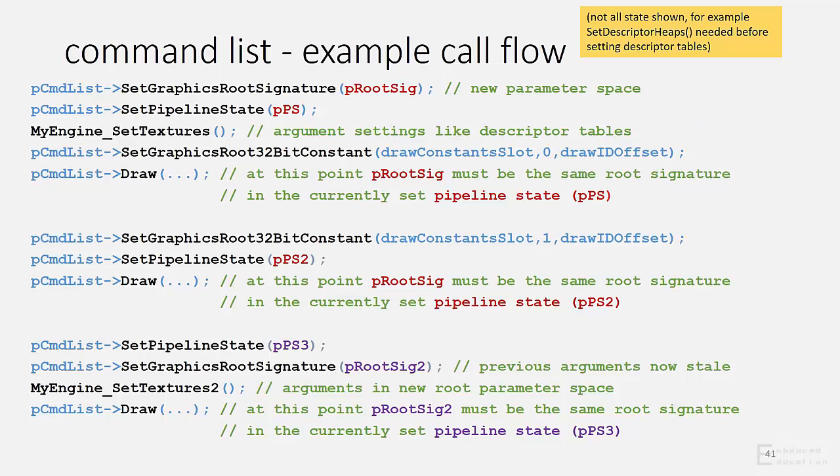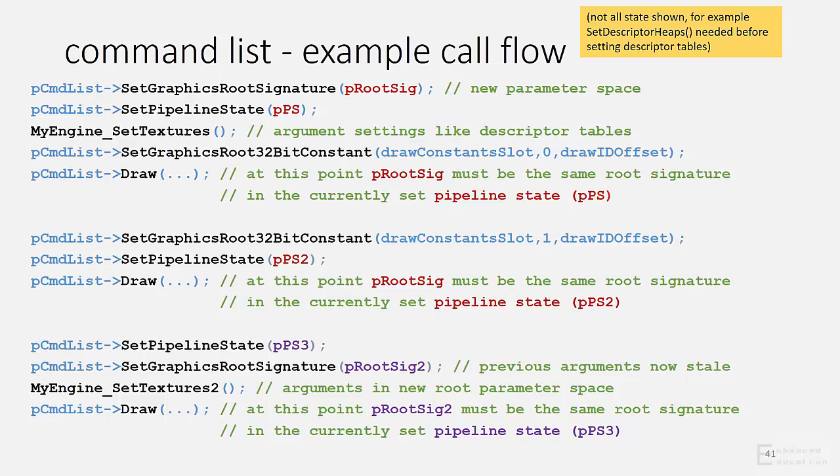Next, we show just the setting of another root argument, in this case, a root constant. In this example, the application has decided it wants to provide to its shaders a draw ID so that the shader knows which draw it is in the command list. In this case, it's setting a draw ID to the value 0. And this is a completely user-defined concept.